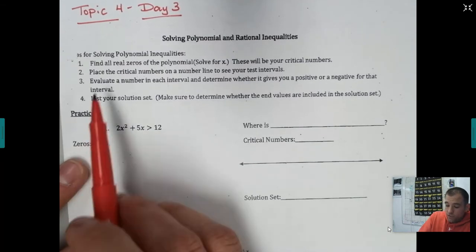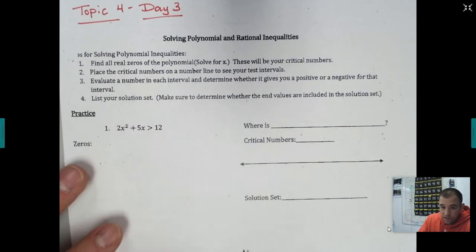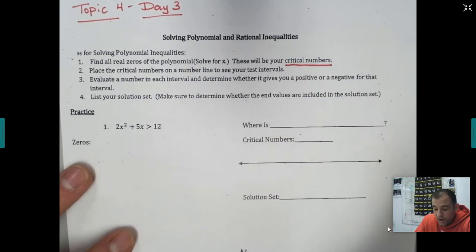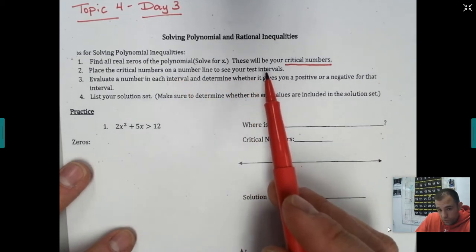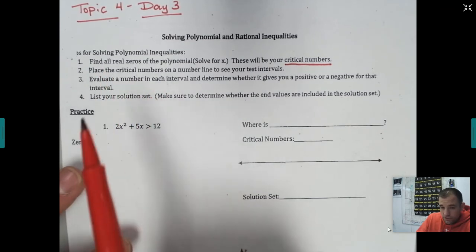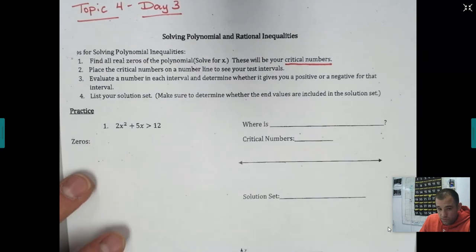All right, so there's a few steps up here. The first thing we need to do is find the zeros. So basically we're going to factor, and these are called our critical numbers. Once we find our critical numbers, we're going to put them on a number line so we can see our test intervals, which you'll see in just a second, and then evaluate a number in each interval to determine whether it gives you positive or negative for that part. And then the fourth step is to list your solution. It'll make a little bit more sense once we do a problem.